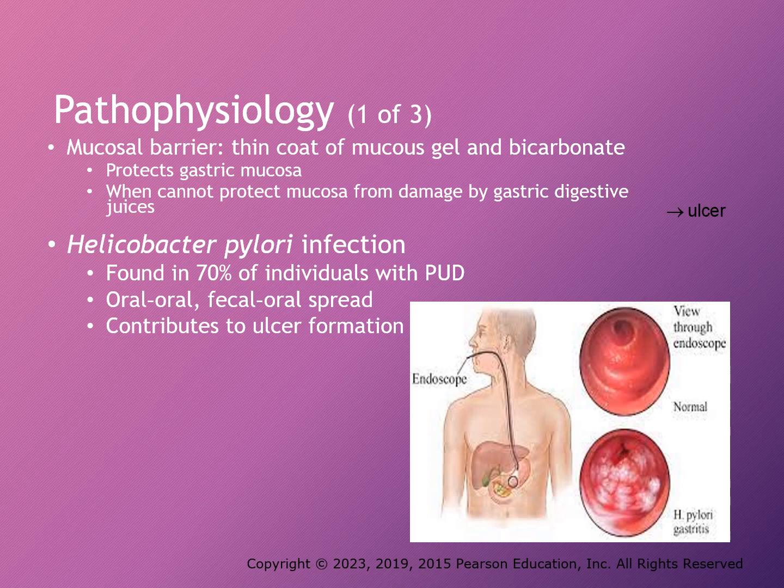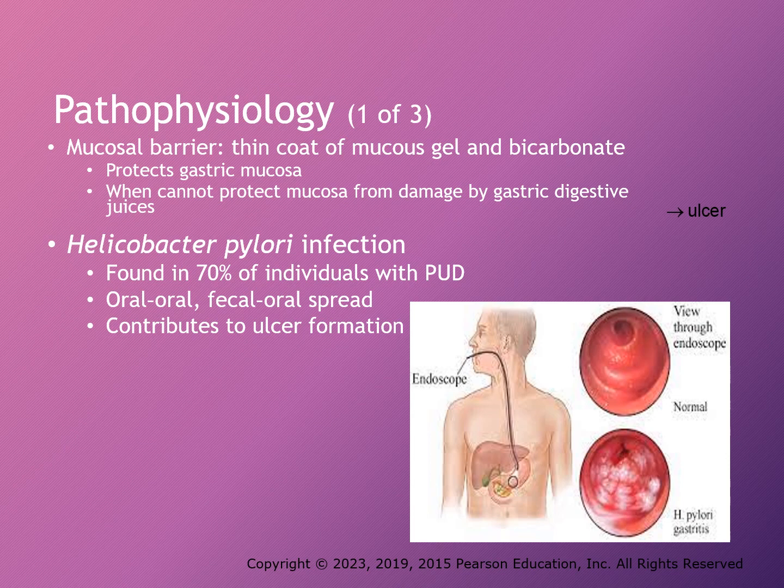The mucosal barrier is maintained by bicarbonate secreted by the epithelial cells, by mucus gel production stimulated by the prostaglandins, and by an adequate blood supply to the mucosa. An ulcer develops when the mucosal barrier is unable to protect the mucosa from damage by the hydrochloric acid and pepsin and the gastric digestive juices.